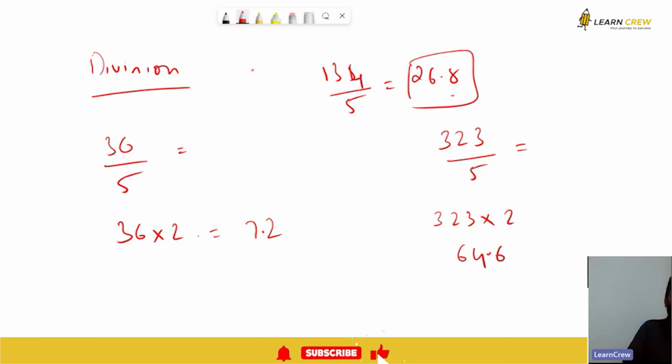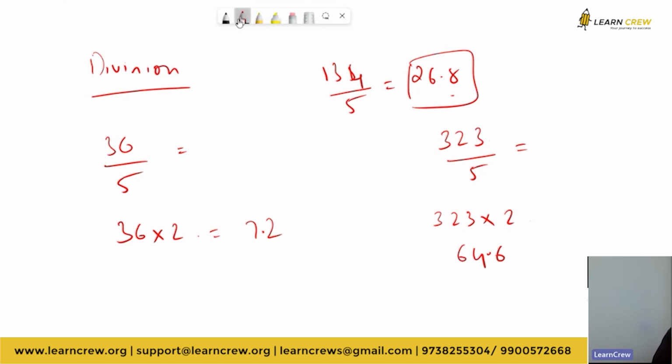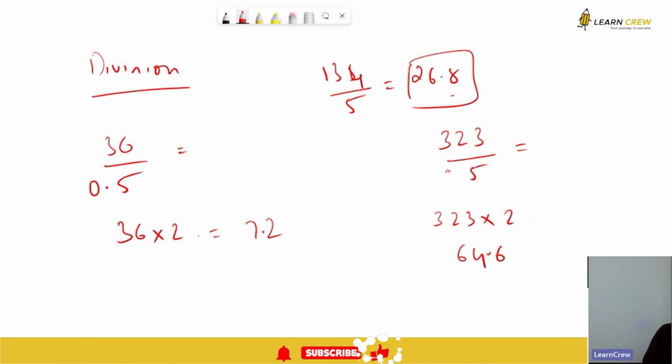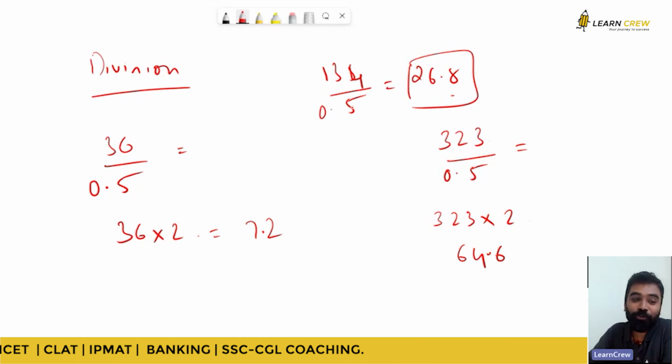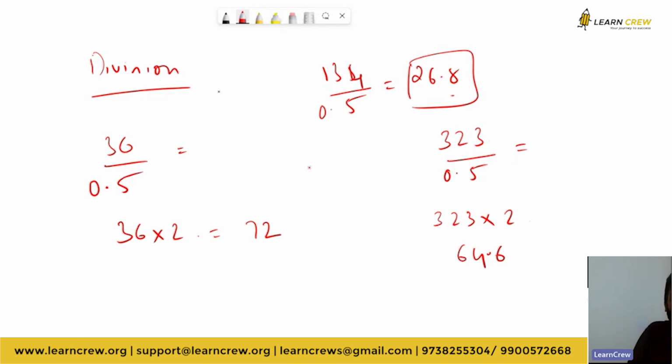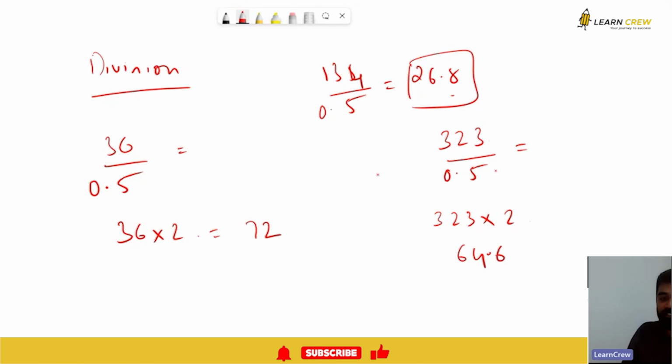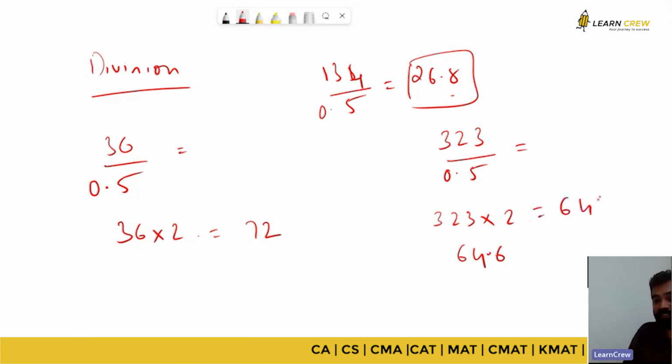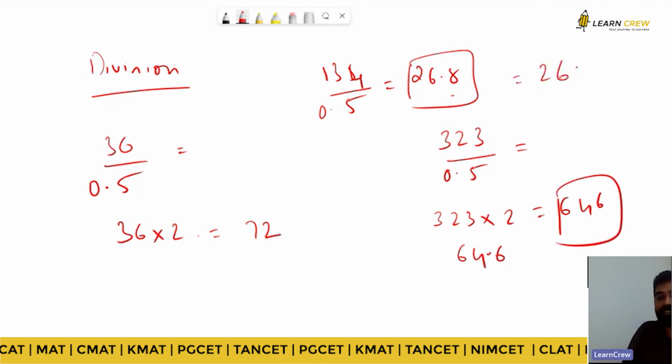Okay. If I change the entire scenario to 0.5, then what happens? No decimal will be there. The answer will become 72 twice. In that case, it became 10 by 2. That is nothing but 5. But in this case, there is no decimal point. What's the answer for this? 646. Answer for this? 216.